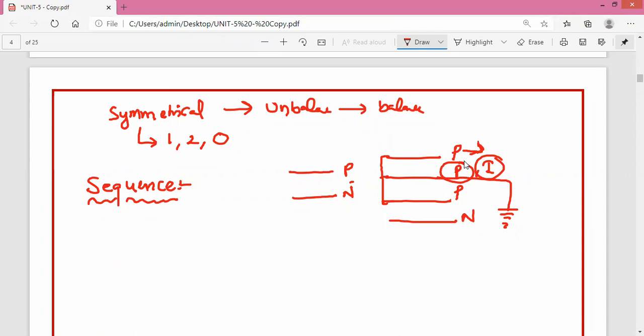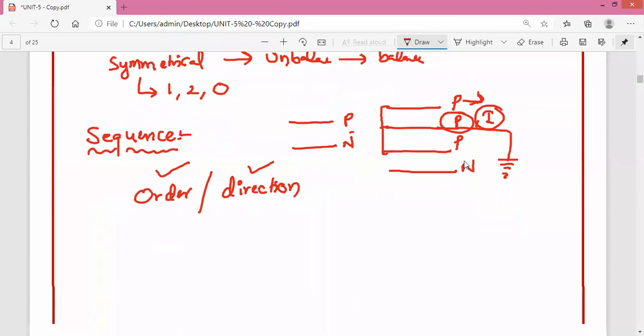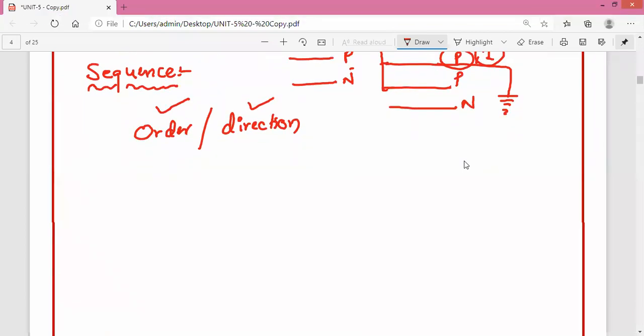Generally, the sequence of any system can be obtained by using its order or direction. We know very well that our power system consists of the synchronous machine or alternator, which is rotating with a synchronous speed. As it is a rotating machine, we can decide the sequence by using its direction. How the rotation takes place, depending upon that, you have the sequence.